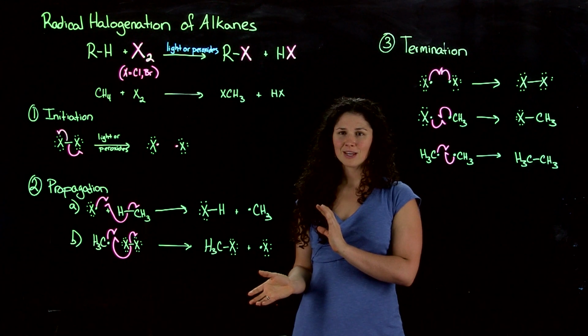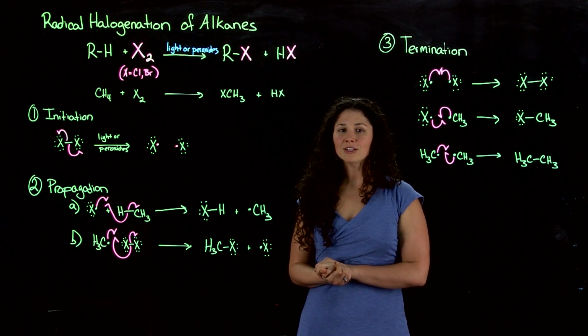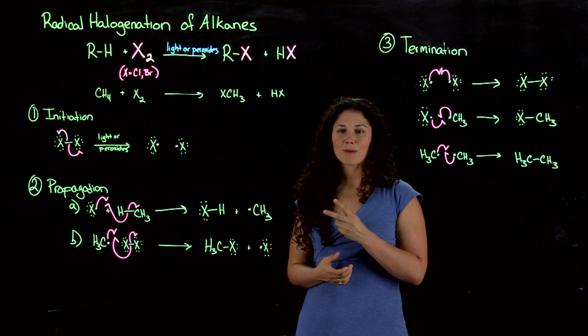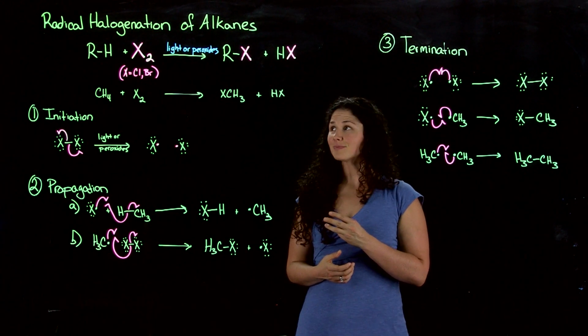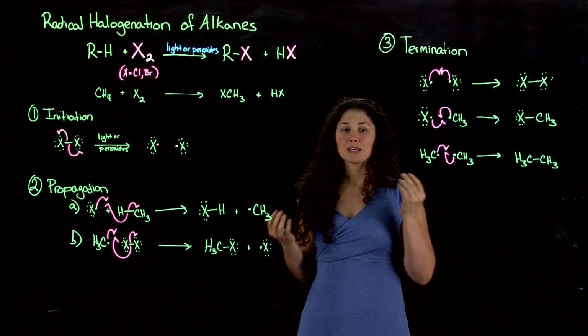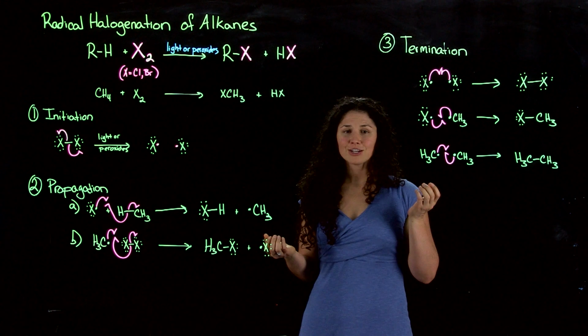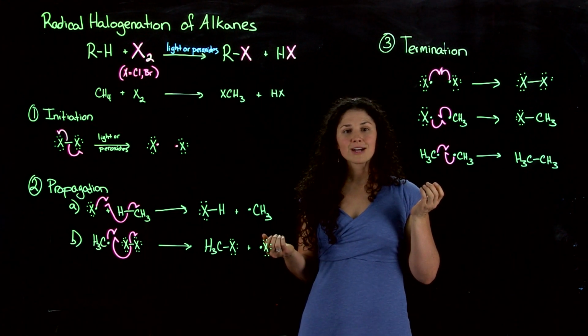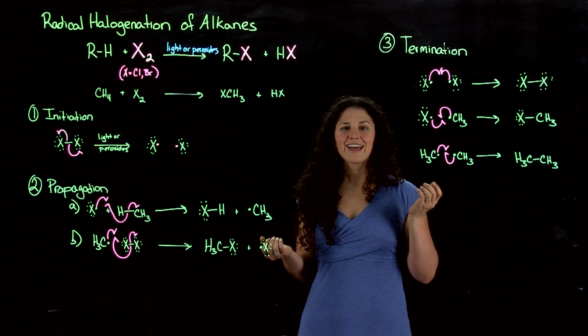So radical mechanisms in general have three steps: initiation, propagation, and termination. You should be able now to draw a general reaction and a reaction for a specific example. Make sure you practice with the problems in your textbook and on your lecture review.